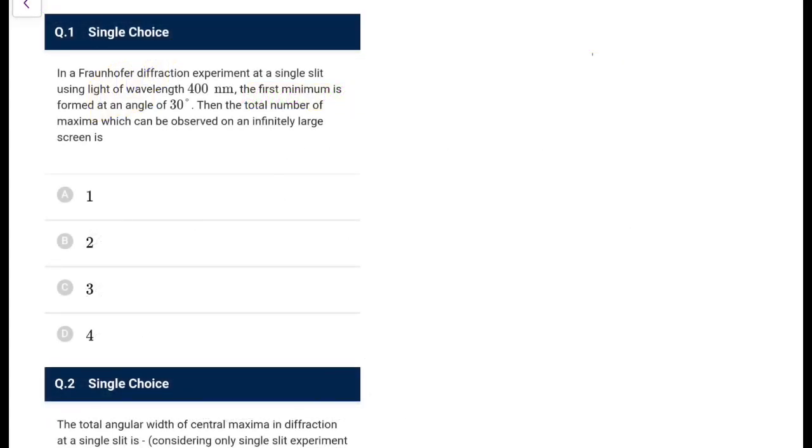First question: in a Fraunhofer diffraction experiment at a single slit using light of wavelength 400 nanometer, the first minima is formed at 30 degree, then the total number of maxima that can be observed on an infinitely large screen. So you have this infinitely large screen going up and down, and let's say this is the slit here. So you know there is a central maxima, and now the first minima is at 30 degree, that is given. This is the first minima, at 30 degrees.